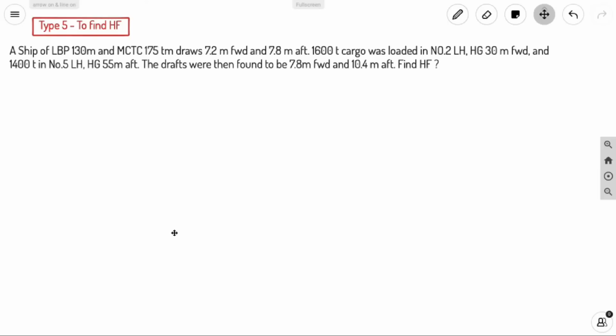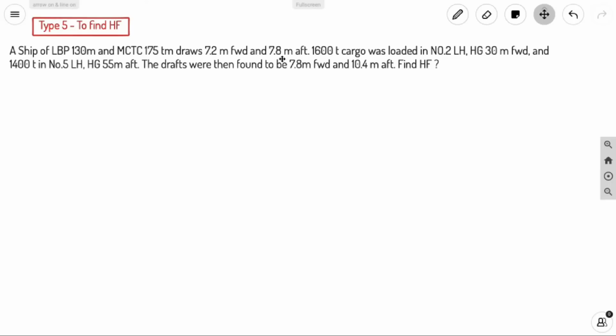So the question is, a ship of LBP 130 meters and MCTC 175 ton meter draws 7.2 meter forward and 7.8 meter aft. 1600 ton of cargo was loaded in number 2 lower hold, HG 30 meter forward, and 1400 ton in number 5 lower hold, HG 55 meter aft. Drafts were then found to be 7.8 meter forward and 10.4 meter aft. So we need to find our HF.